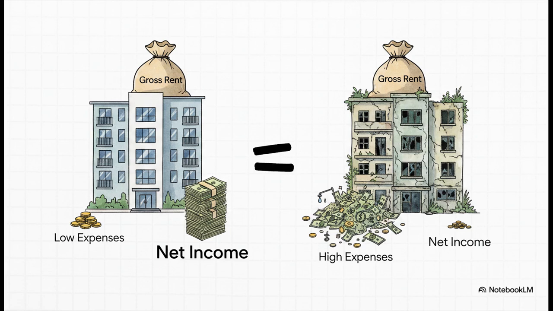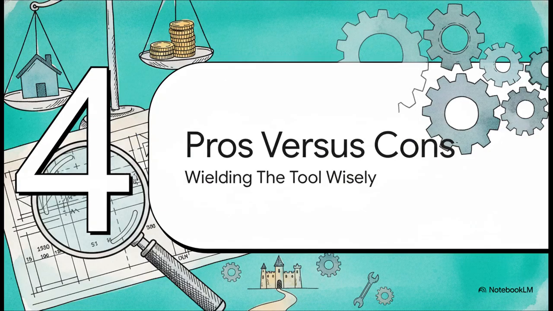Why? Because you could have two properties that bring in the exact same rent. With GRM, they look identical. But what if one is a brand new building and the other is an old money pit that needs constant work? Their actual profit, the money you put in your pocket, could be worlds apart. Now, hearing all that, you might be tempted to just toss this tool in the trash, but don't. Understanding its weakness is actually the key to using it wisely.